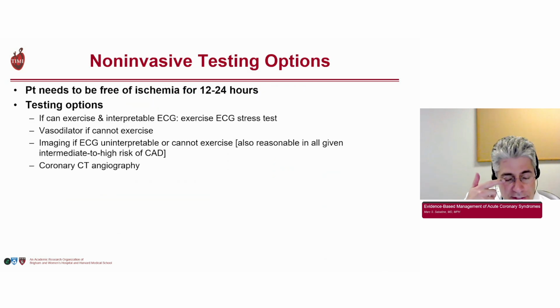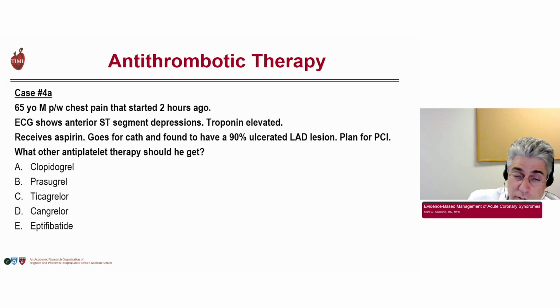For non-invasive testing options, right, the patient does need to be free of ischemia for 12 to 24 hours. Testing options, if they can exercise and they have an interpretable ECG, that'd be preferred. Vasodilator if they can't exercise. And then imaging if the ECG is uninterpretable or can't exercise. And then CT angiography is obviously another option.